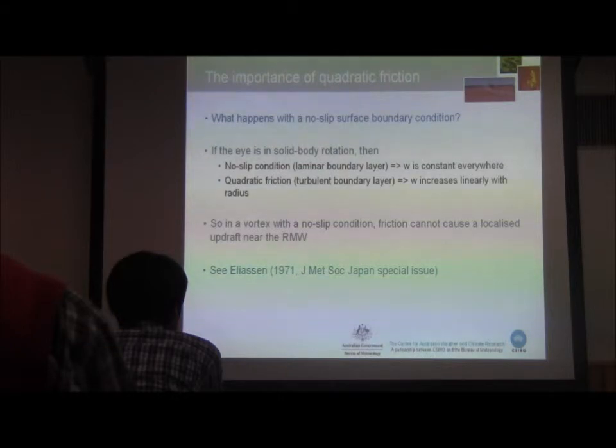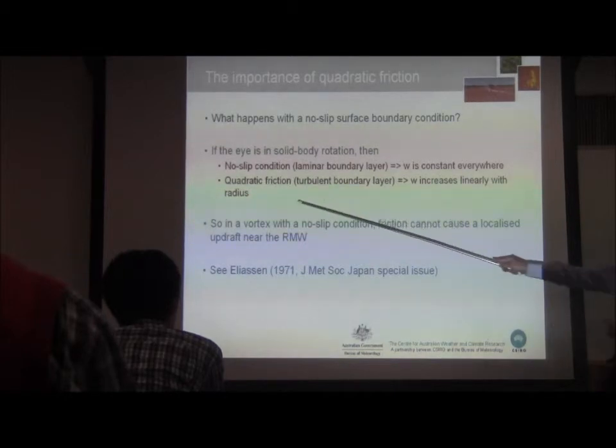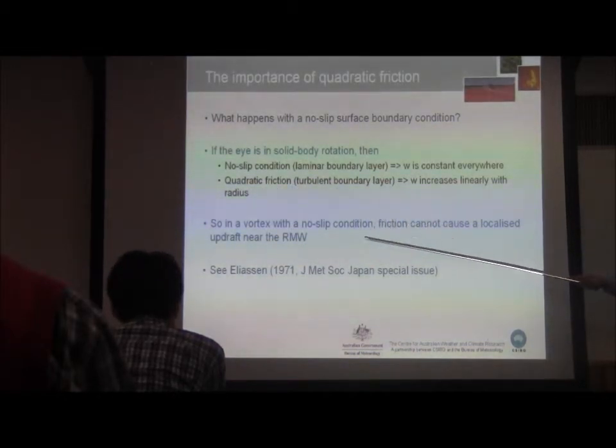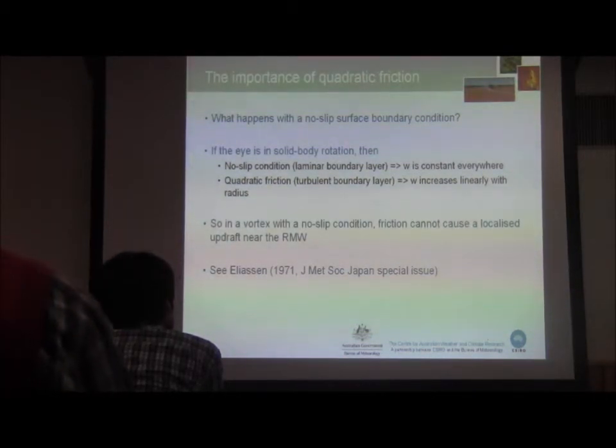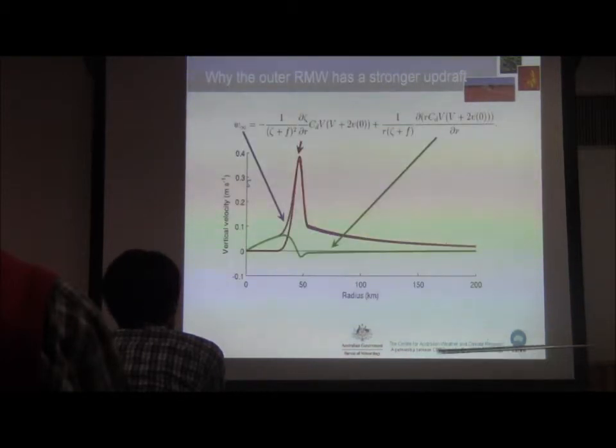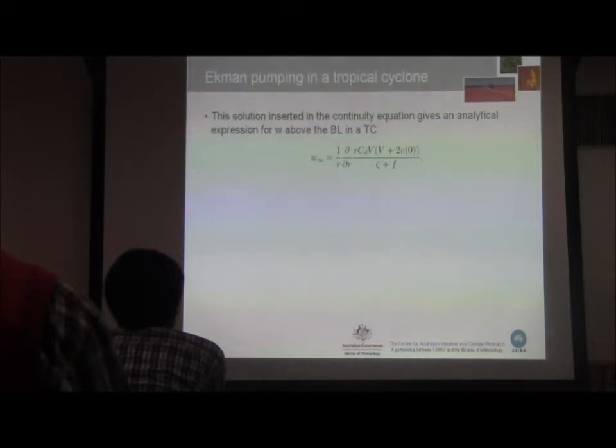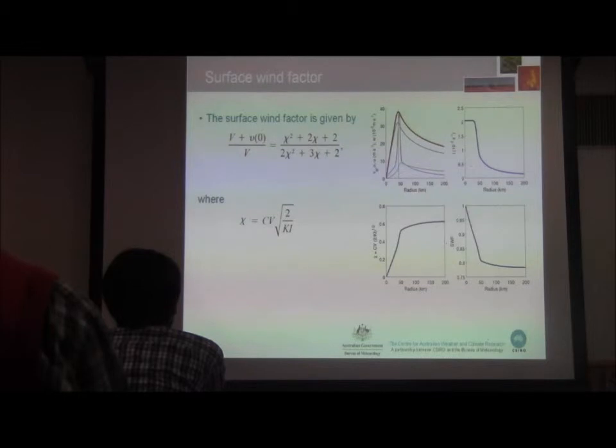So for linear friction, you basically don't get an eyewall. If you want to get an eyewall, you need to have quadratic friction, or the semi-slip boundary condition, which is what you get in the turbulent boundary condition. And then within the eye, W increases linearly with radius. Have I got a plot of W somewhere? Yes. On the magenta curve here, for the semi-slip boundary condition, you've got W increasing linearly with radius, and then it changes a bit when we get into the transition zone.